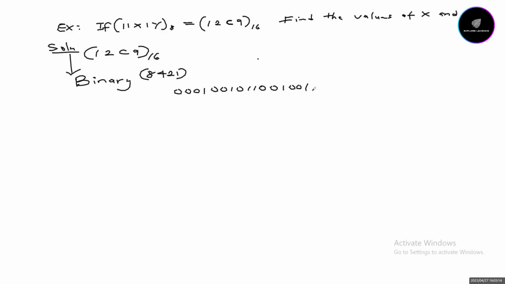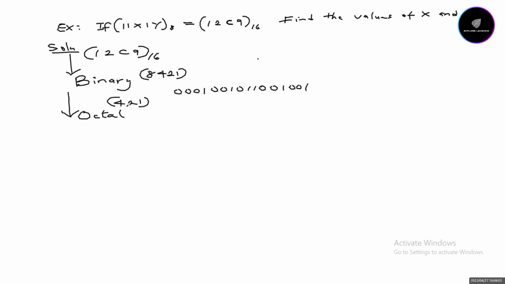So since we have the binary equivalent of this expression in hexadecimal number system, now we need to convert these binary values to octal, because the left side of the equation is base 8 and the right side is base 16. Since our destination is base 8, we have to use the relationship between binary and octal. The number of bits required is 3 bits, so it's 421.